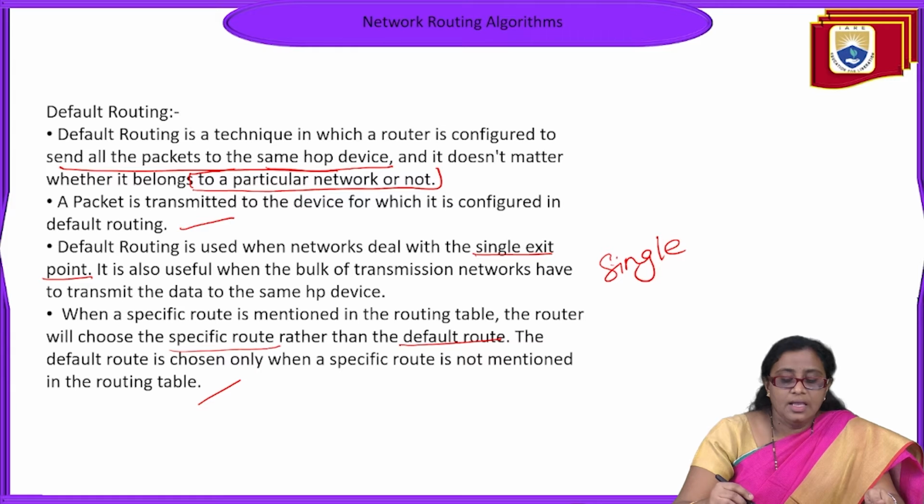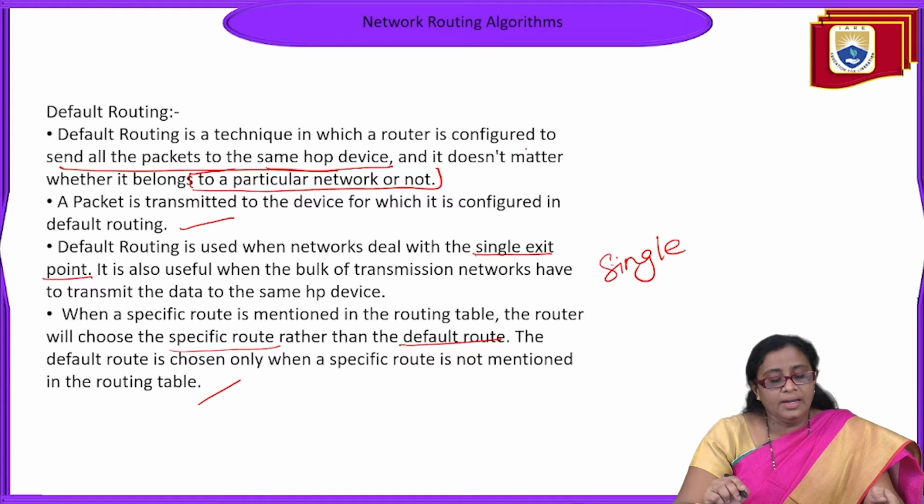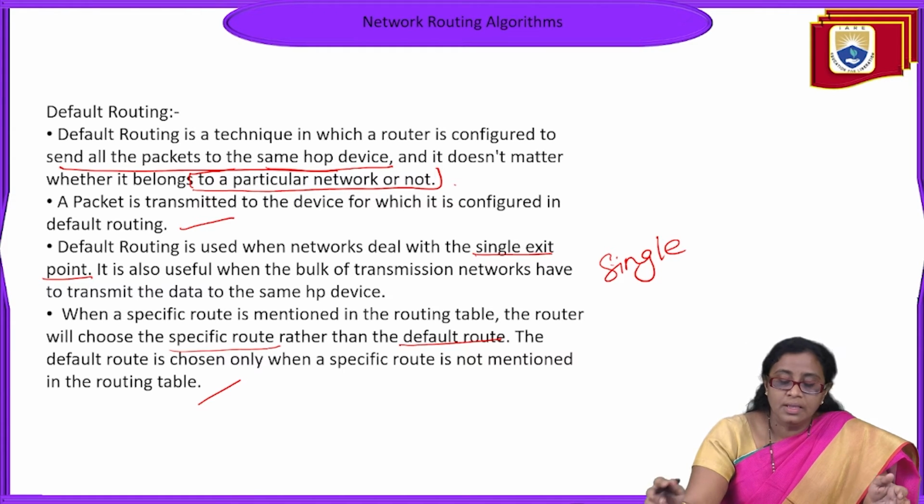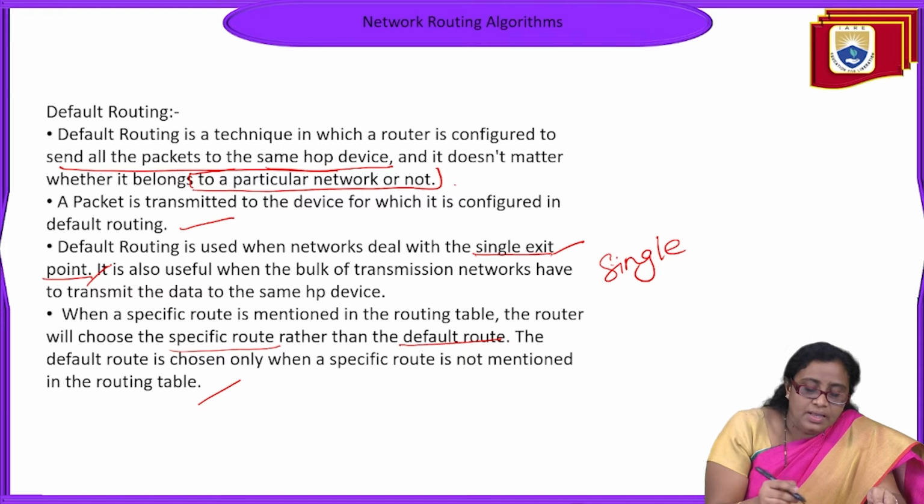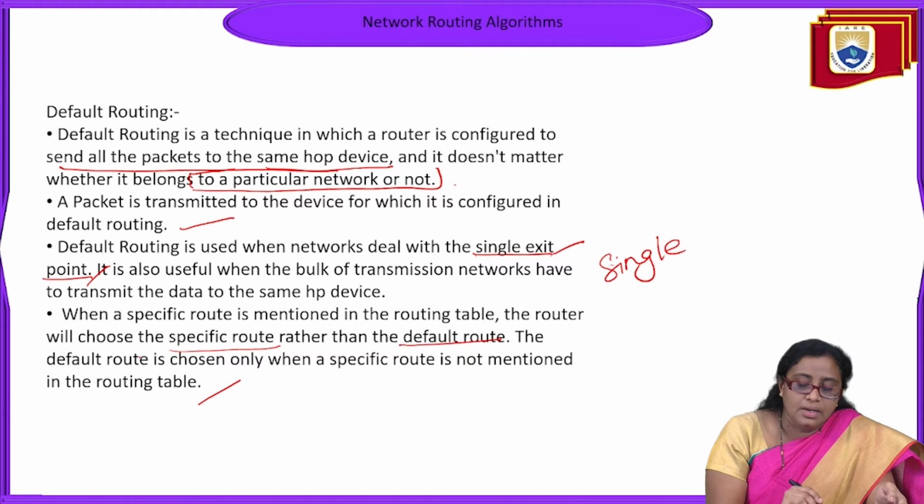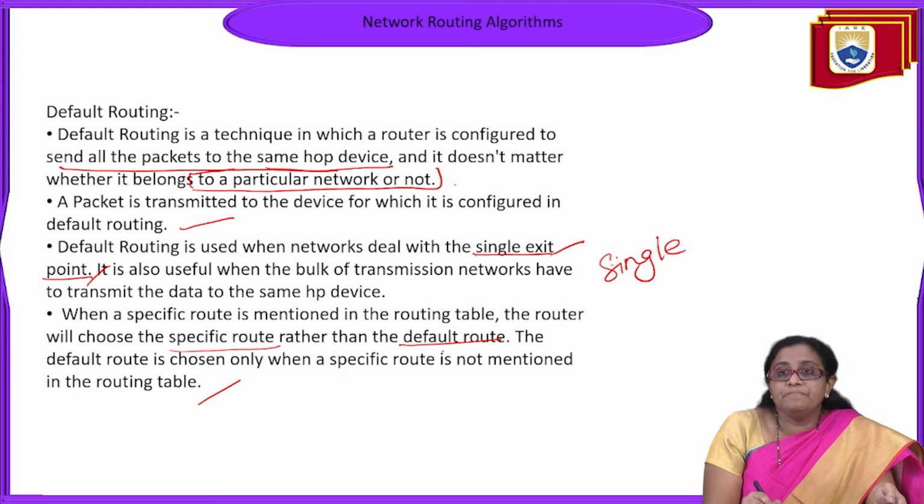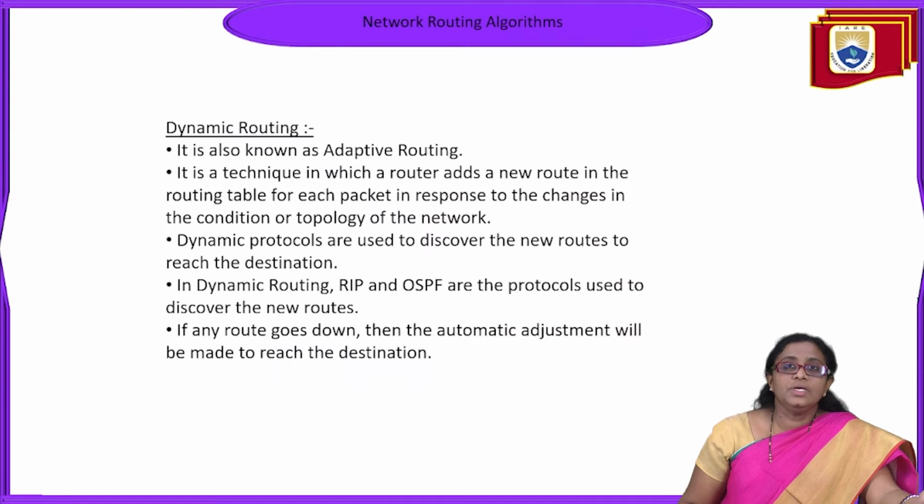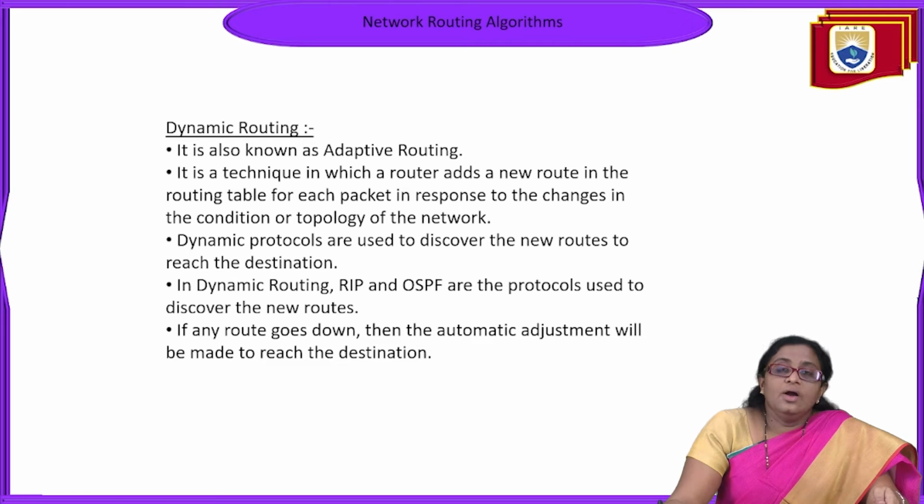These are the main points which should be included under default routing. It is one technique where a packet or a bulk of packets can be sent to the same host device in a particular network. A packet is transmitted to the device for which it is configured in default routing, consisting of a single exit point. When a specific route is mentioned in the routing table, the router will choose the specific route rather than the default route. The default route is chosen only when a specific route is not mentioned in the routing table.